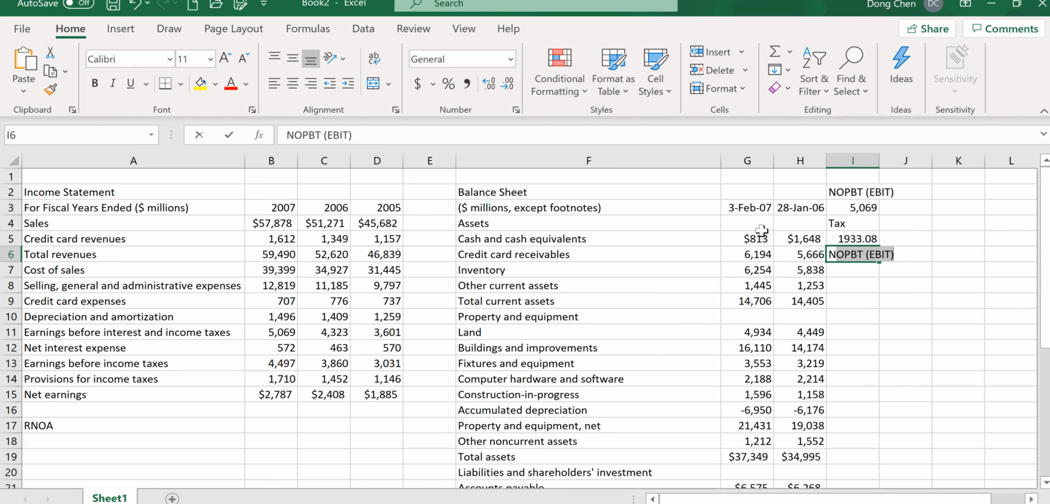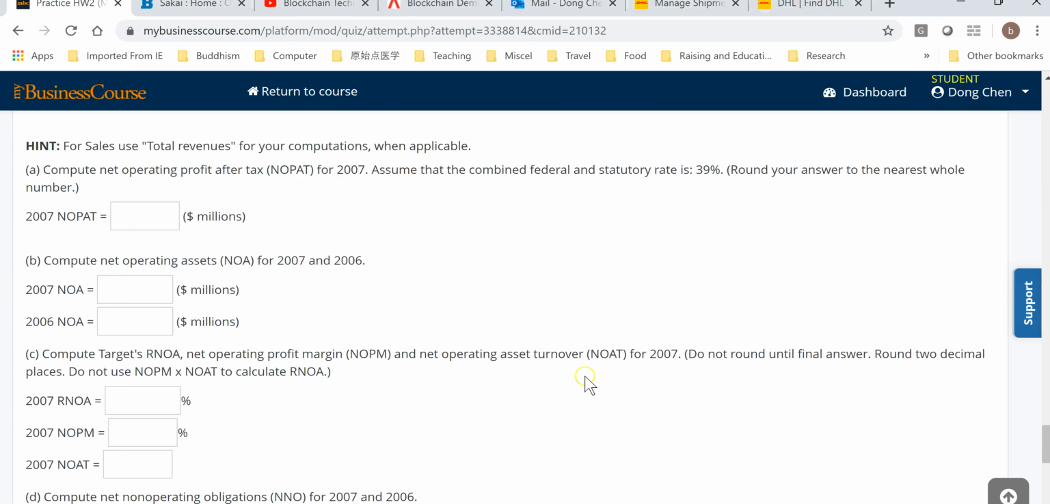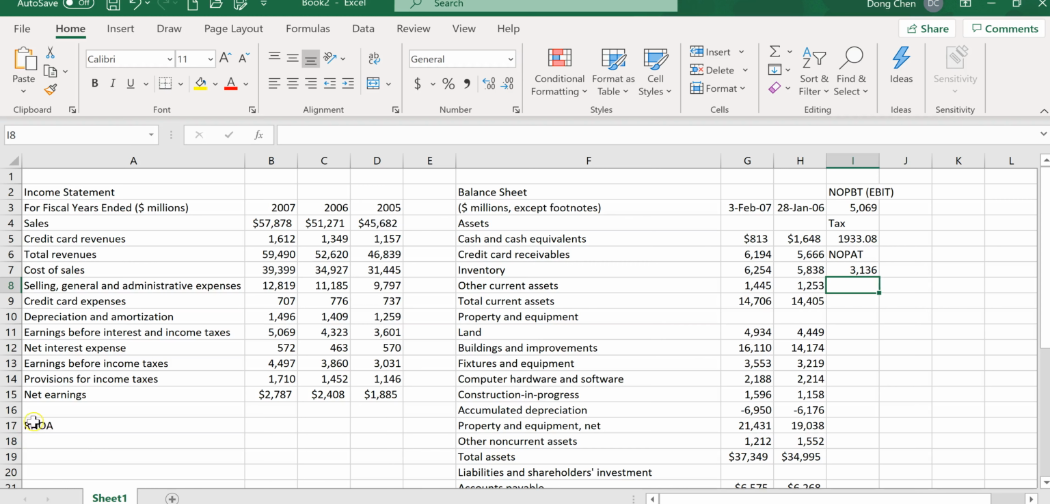And then we can now calculate NOPAT, net operating profit after tax, which is equal to the difference between the NOPBT, or EBIT, and the tax here. So that's NOPAT. So we are done with the calculation for the numerator of return on net operating assets. And then we just go to the denominator.